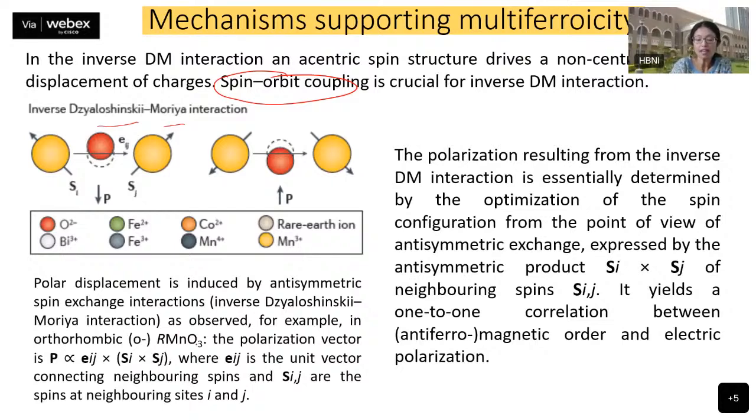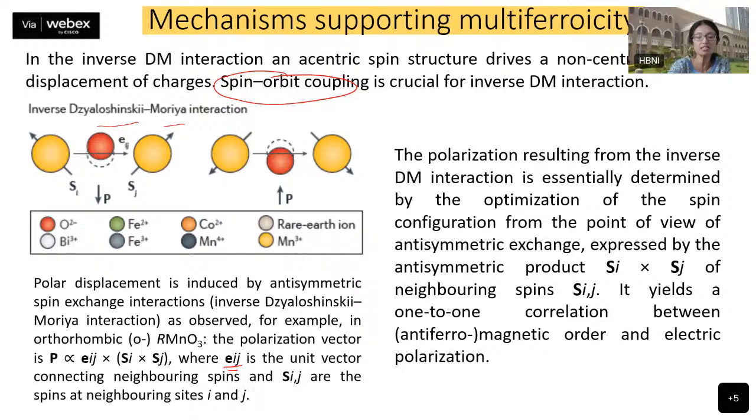Like in orthorhombic RMnO3, the polarization vector P is directly proportional to eij cross product of Si and Sj. Here eij is what? It is the unit vector connecting the neighboring spins, and Si and Sj are the spins at the neighboring sites. So you have Si and you have Sj, and the cross product of them, crossed with the unit vector, is going to give you what is known as the inverse DM interaction, due to which you find the polarization changing.